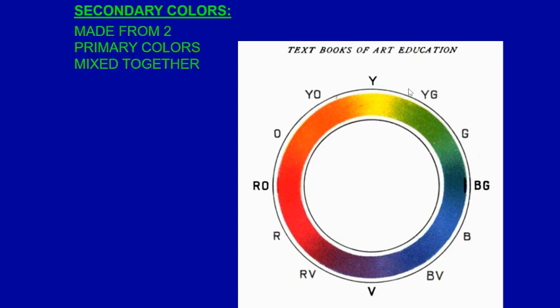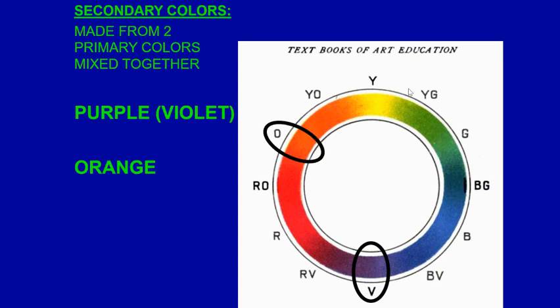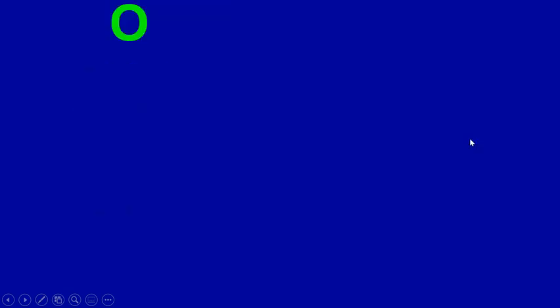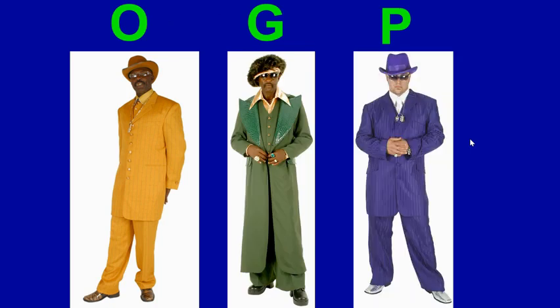With secondary colors, they are made from two primary colors mixed together. So purple, orange, and green are secondary colors. Orange is a combination of red and yellow, so it's between them. Red and blue will make purple, and blue and yellow will make green. So OGP stands for Original Gangsta Pimp. No, it's actually orange, green, and purple.